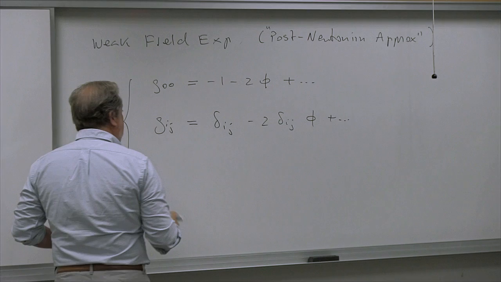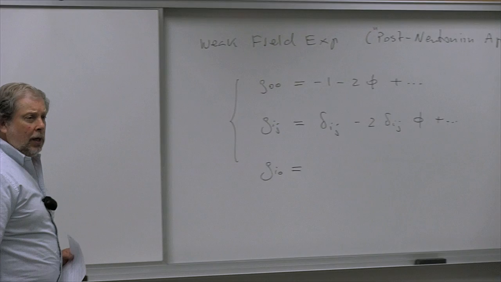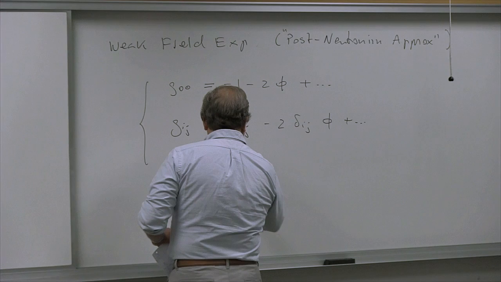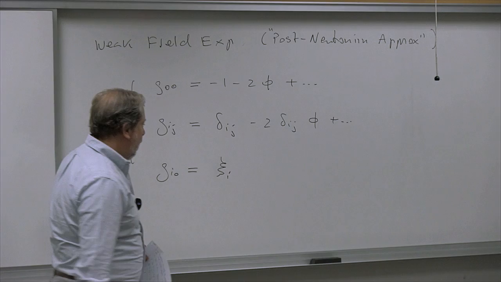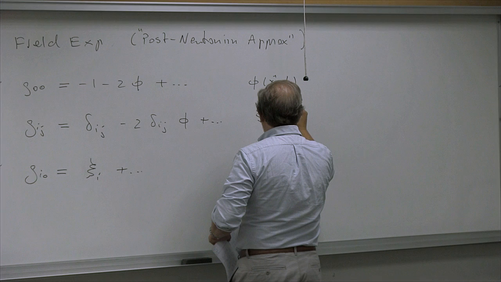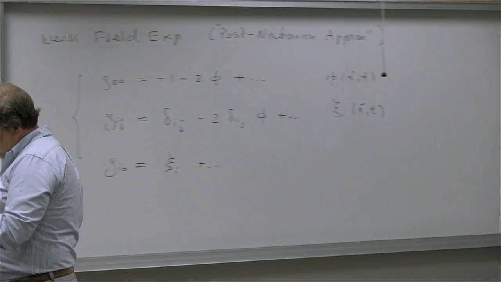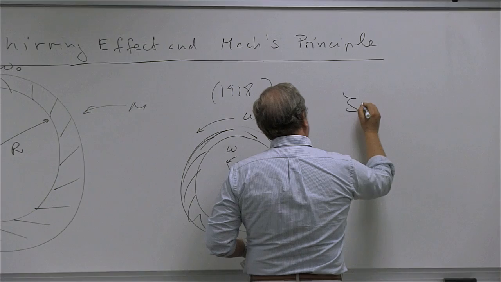And well, it will be crucial and necessary in this case to have the g i naught to be non-zero. Right, so g i naught is going to be equal to something that has just a spatial index i, some sort of vector potential for the gravitational field, which we're going to denote by xi i, plus higher order terms, right? And so, of course, all these fields depend on x and t, so we have phi of x and t, and we have this xi i, which also depends on x and t, right? And so you insert this in the field equations, and we're not going to go through the details. But you will find that after a little bit of work, the xi vector is then determined.